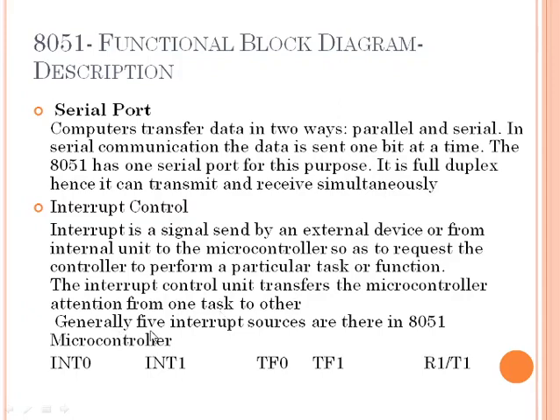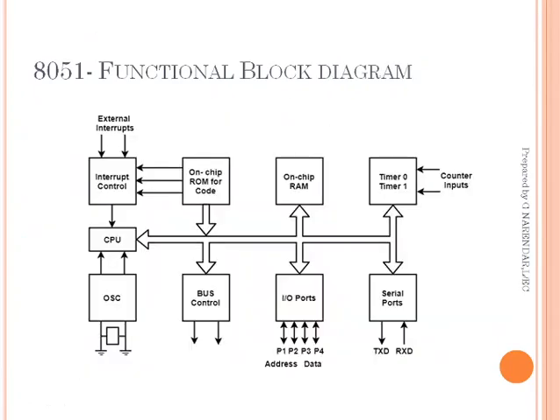Generally, we have five interrupt sources provided for your 8051 microcontroller. We call them interrupt 0, interrupt 1, timer flag 0, timer flag 1, and next, the receive and transmit interrupt. So this is the complete description of the functional block diagram of 8051.